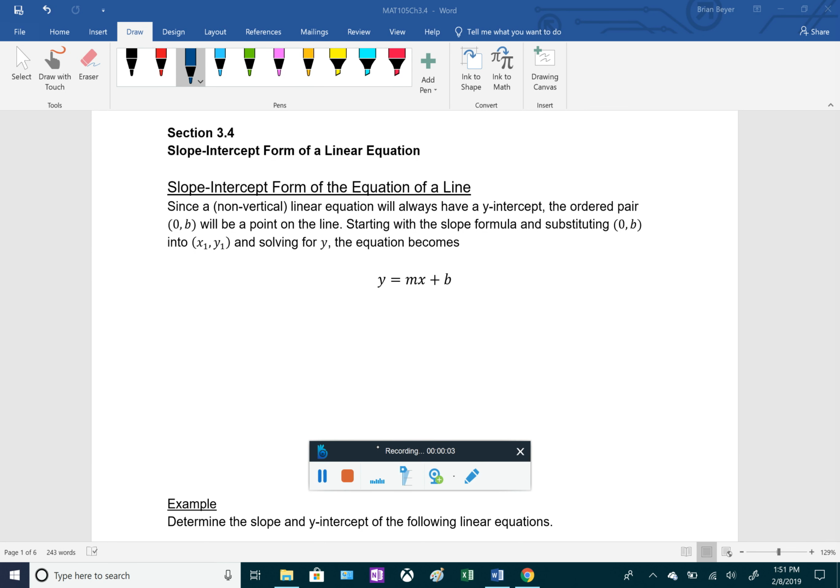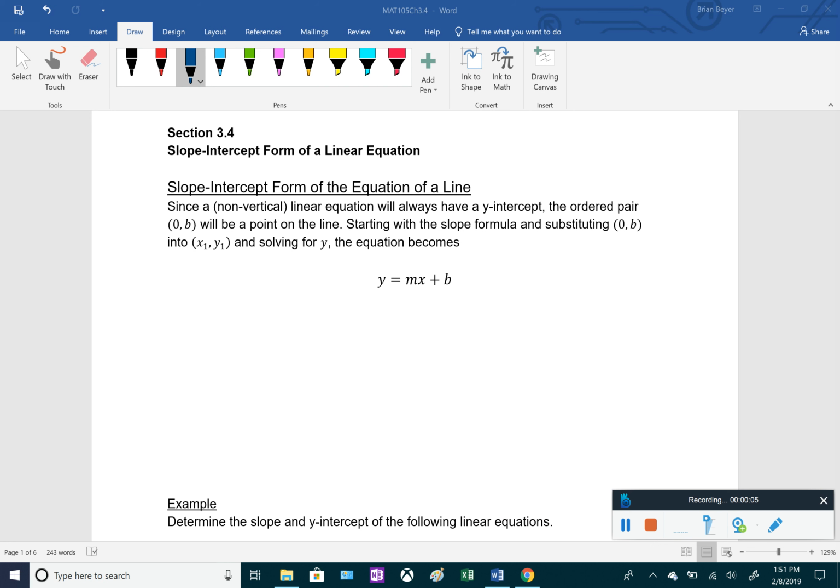So adding on to what we were doing in section 3.3 with slopes, now we're going to be doing the slope-intercept form of the equation of a line. Every non-vertical linear equation will always have a y-intercept, meaning it's always going to be crossing the y-axis. So what that means is that an ordered pair (0, b) will be on the line. That's just a fancy way of saying that the y-intercept is something, which we're calling b for now. So remember, y-intercept means the x-coordinate is 0.